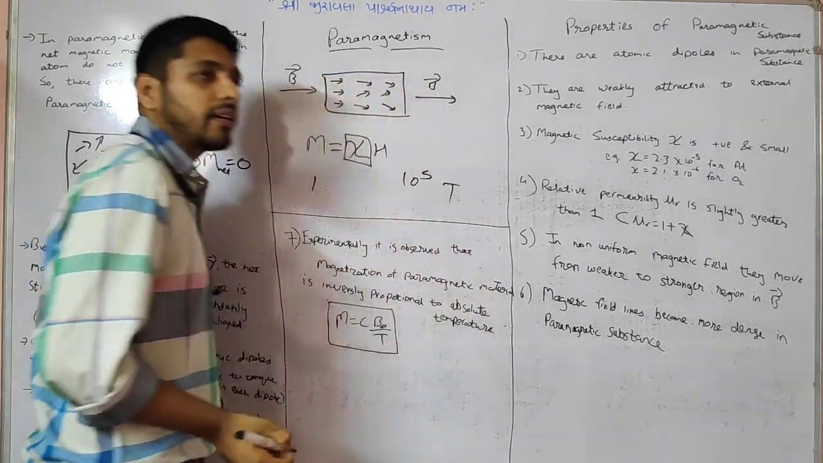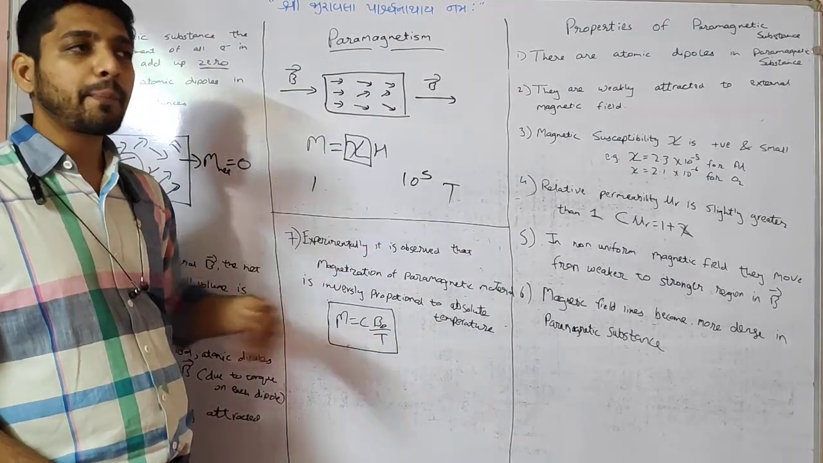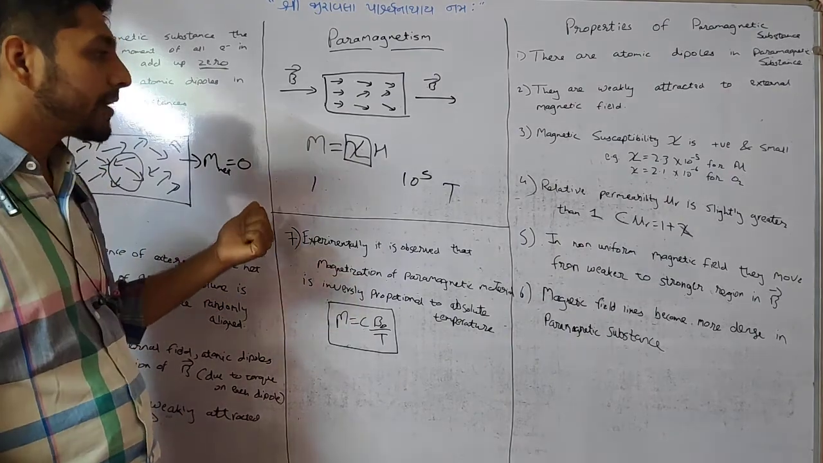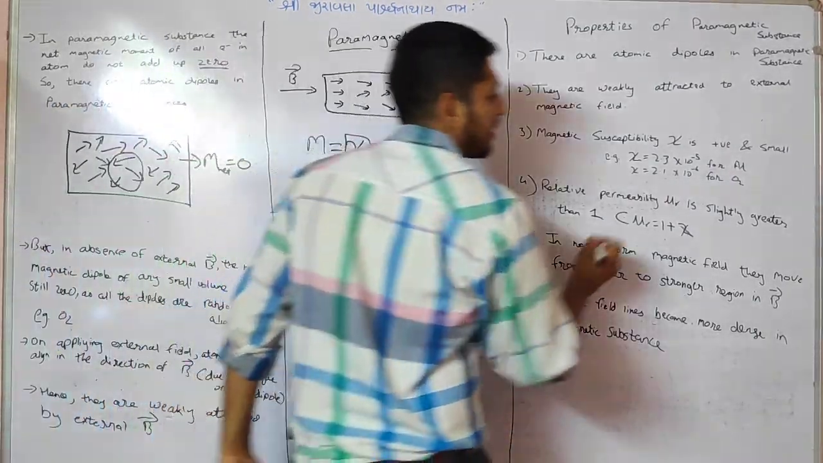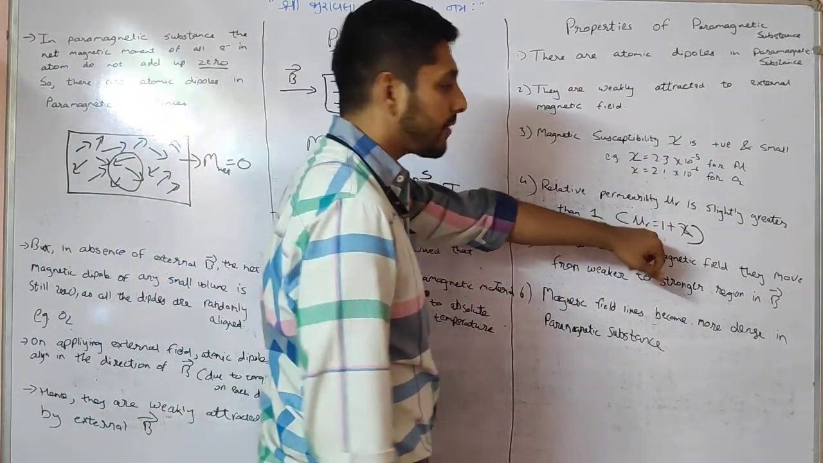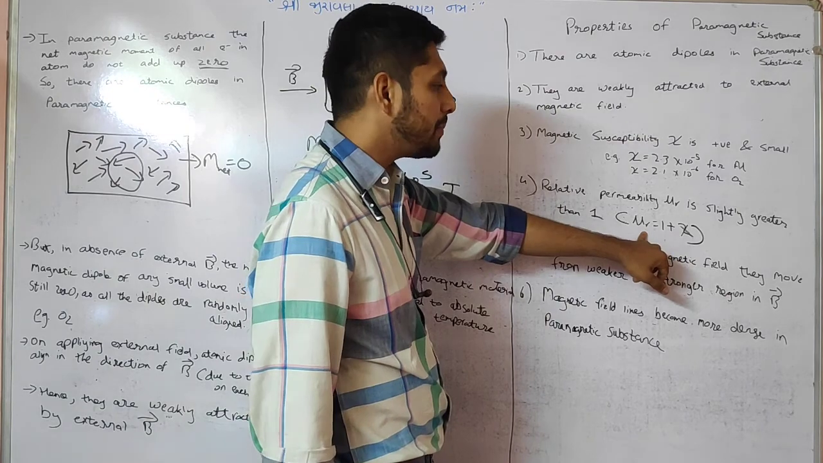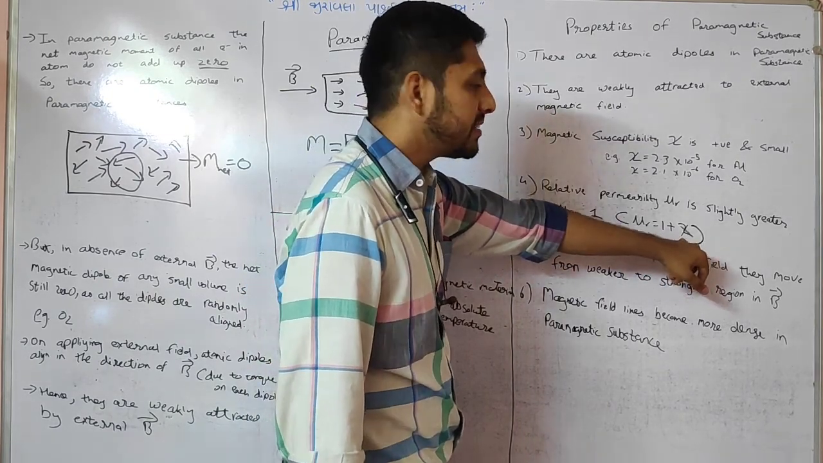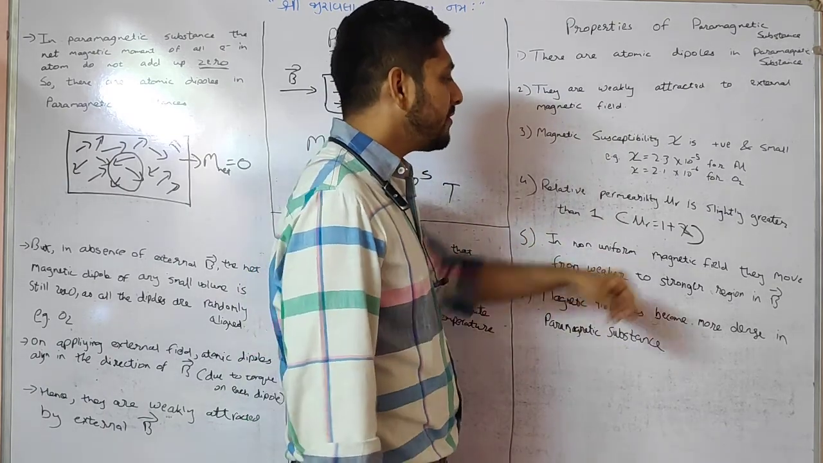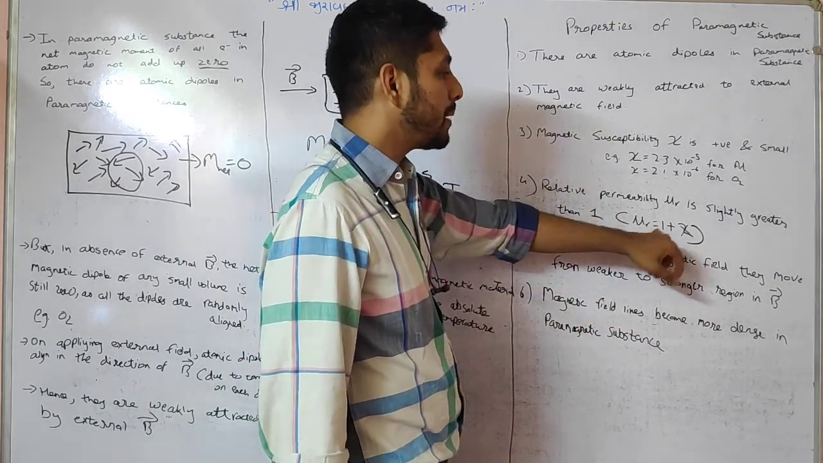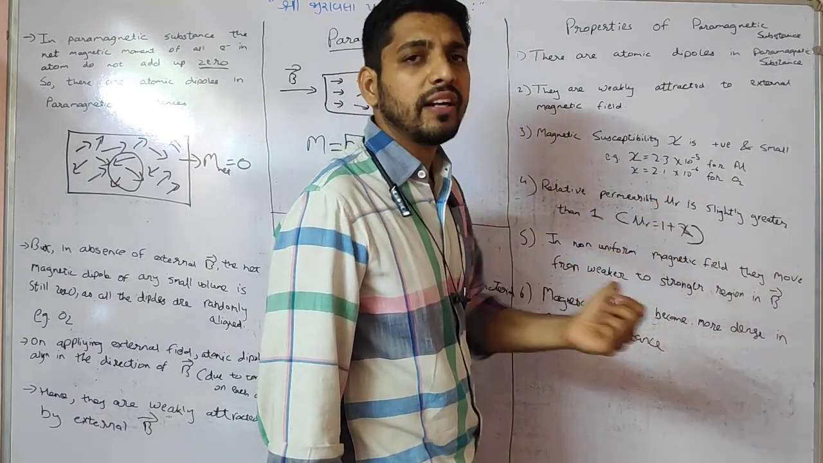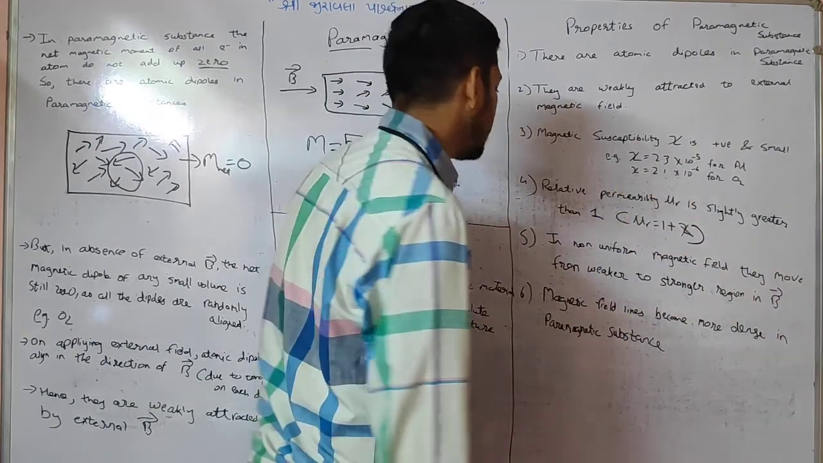If a 10 raised to 5 Tesla magnetic field is applied externally, then the internal magnetic field will be around 1 Tesla. I hope you are getting it. Next, the relative permeability is slightly greater than 1. Mu r, that is relative permeability, is 1 plus zeta. Here zeta is positive but very small, which means that relative permeability will be greater than 1 as zeta is positive. It will be very small and slightly greater than 1.